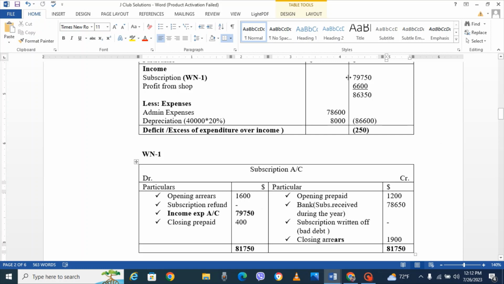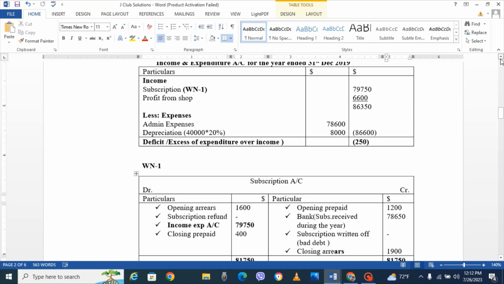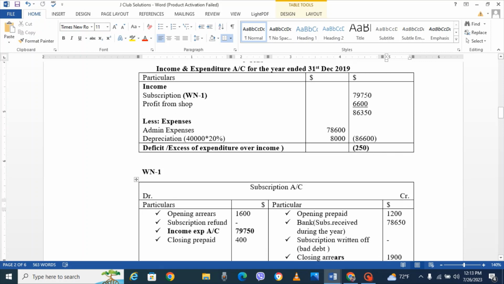used as subscriptions under the income statement. So here 79,750 is actually the subscription which has been derived through the preparation of the subscription account, and this 79,750 is actually the subscription amount now.